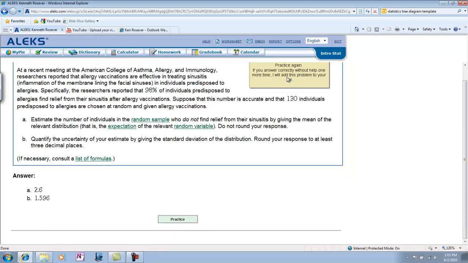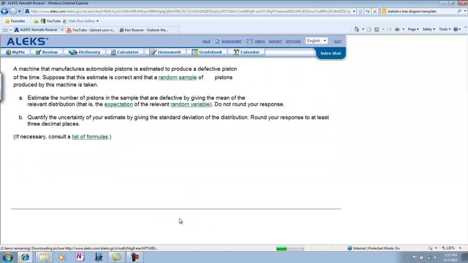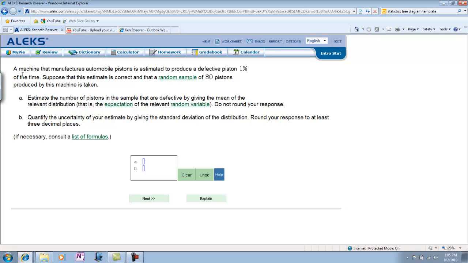And heck, we have time for one more. Let's do it. Okay. A machine that manufactures automobile pistons is expected to produce a defective piston 1% of the time. So 99% of the time is good, 1% of them are defective. Suppose that this estimate is correct and that a random sample of 80 pistons produced by the machine is taken. So 80 pistons are taken. You know they're going to ask you for the expectation here. What's 1% of 80 is 0.8. So they would expect around 1. Or sometimes none.